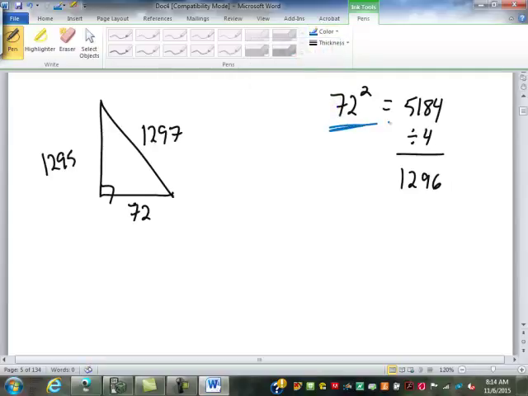Squaring 72 is a pattern in itself. What's 7 squared? 49. That's 4,900. Anything with a 2 on it, what you would do, 71 times 4 is 284, right?